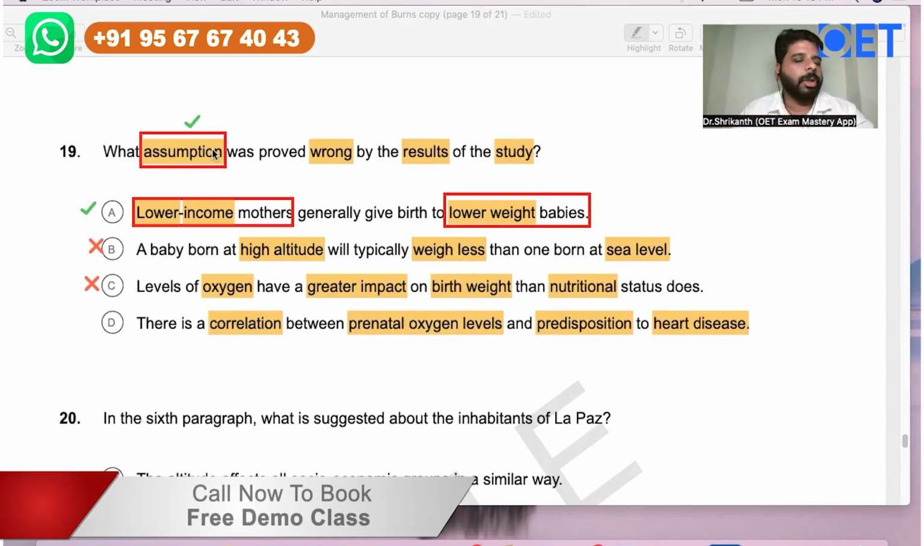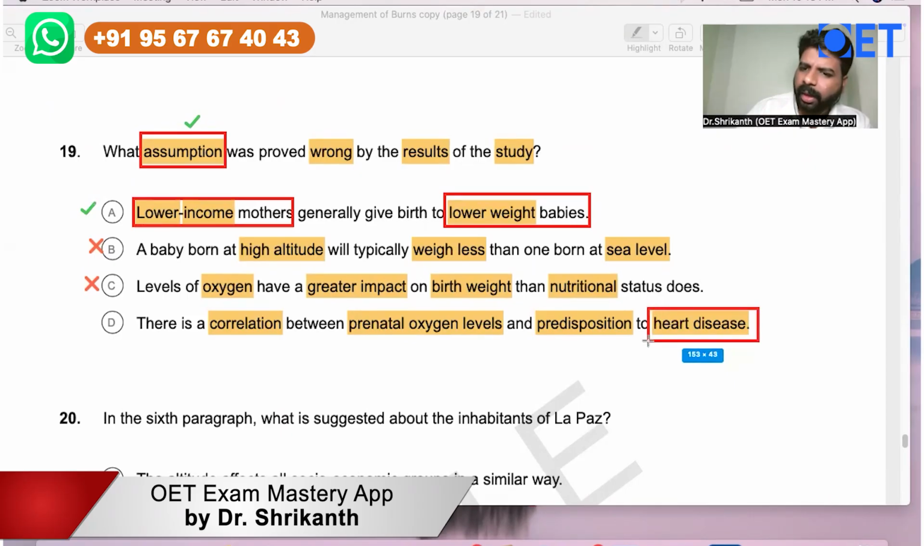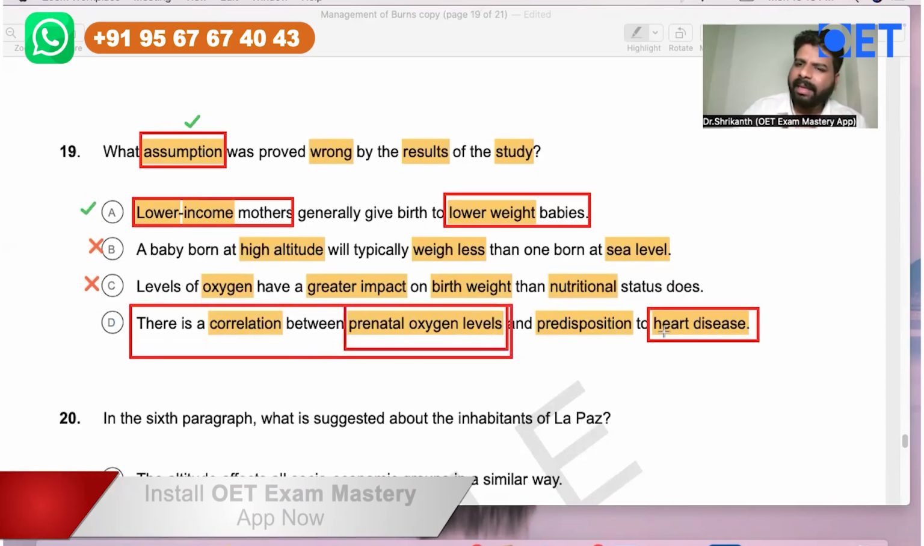Now let's come to answer option D. What is answer option D telling? There is a correlation. Okay, there is a link between prenatal oxygen levels and predisposition to heart disease. Now you see over here, did we read anything about heart disease? Okay, so maybe prenatal oxygen levels is mentioned. Okay, so this entire part is mentioned over here, but anything related to heart, so okay, this is mentioned.